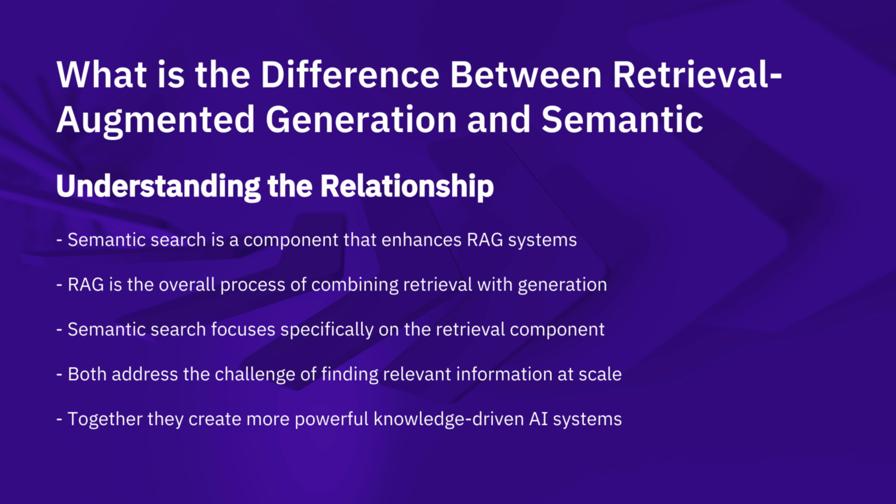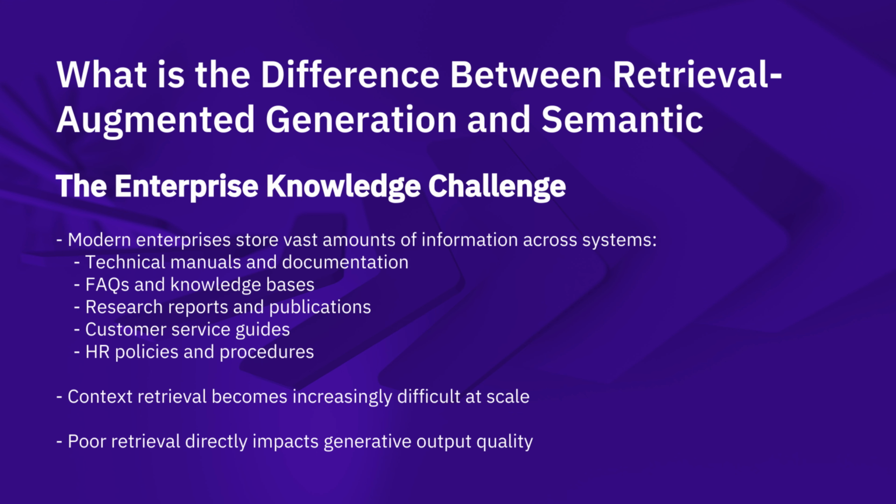When combined effectively, semantic search significantly enhances RAG results, allowing organizations to leverage vast external knowledge sources in their LLM applications. This combination creates AI systems that are both more knowledgeable and more precise in their responses. To understand why semantic search is so valuable for RAG systems, we need to appreciate the scale of the knowledge management challenge in modern enterprises.